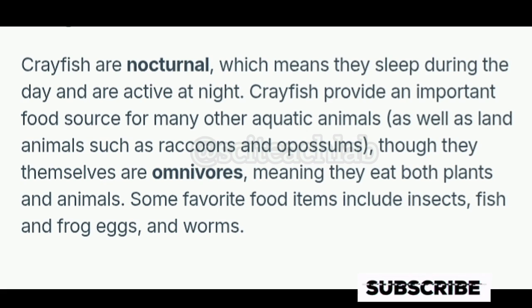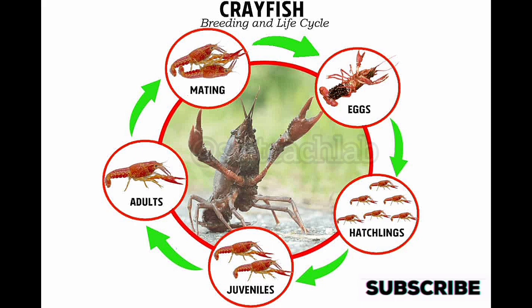Now a female crayfish carries her eggs on the underside of her abdomen, and even after they hatch, the babies will stay with her for several days before venturing out on a life of their own. The normal lifespan of a crayfish is about 2 to 3 years, and on average they can get up to 6 inches in length, though sometimes they are found to be larger than that.